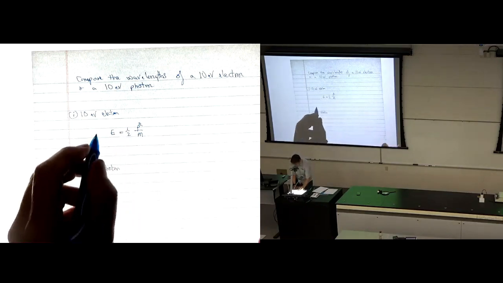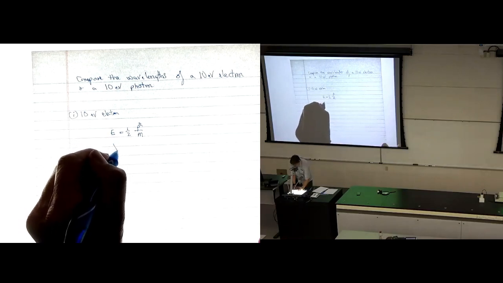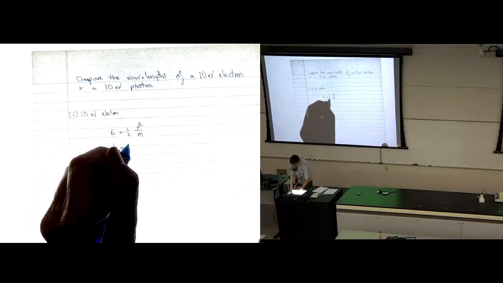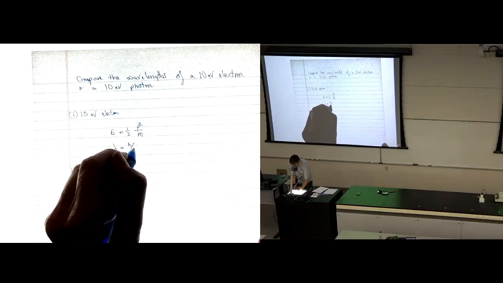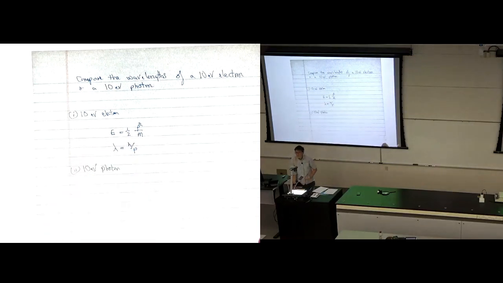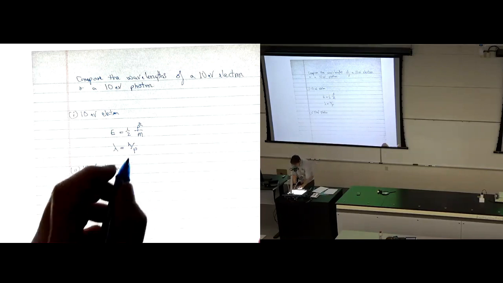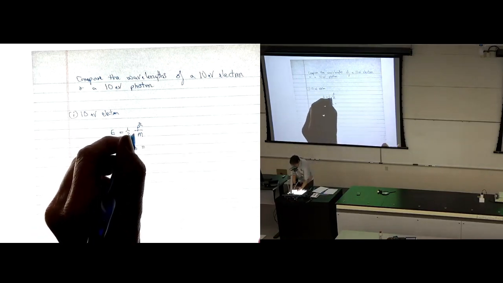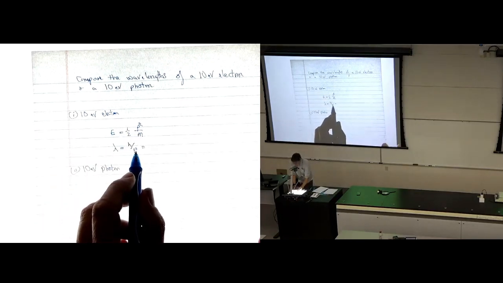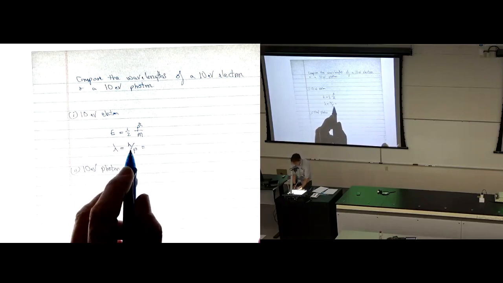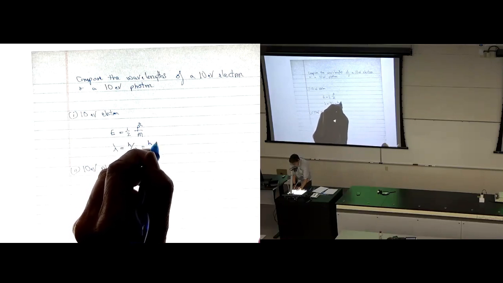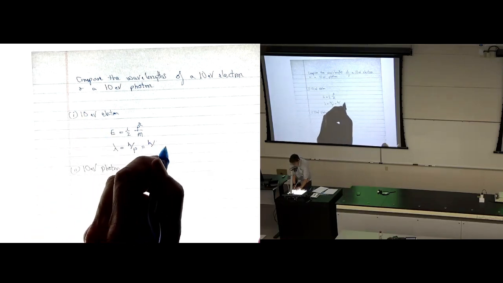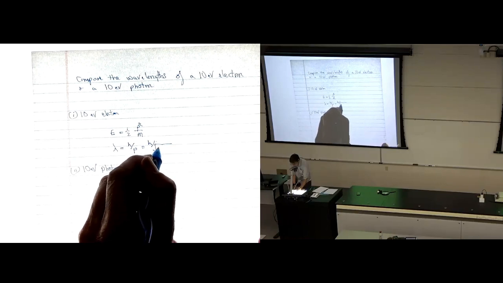I can use this formula when I want to calculate the de Broglie wavelength of the electron. That's where I take Planck's constant and divide it by the momentum. I can use this formula upstairs to rewrite the momentum in the denominator of the de Broglie wavelength equation, in terms of the known energy, the 10 electron volt energy of the electron.